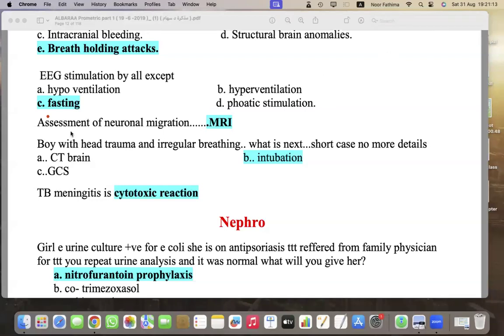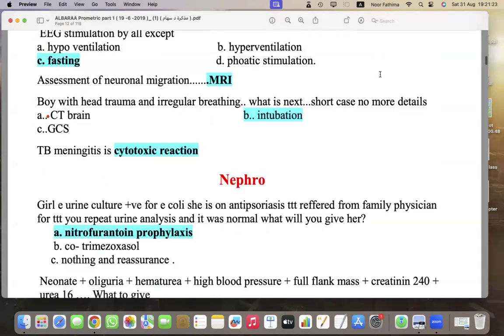For the next question, assessment of neuronal migration. For neuronal migration, you use MRI.